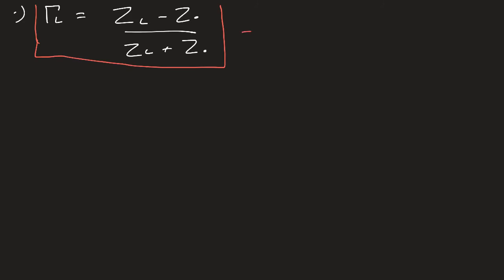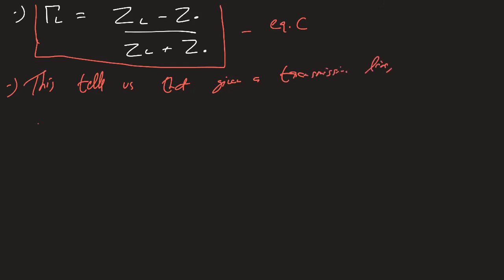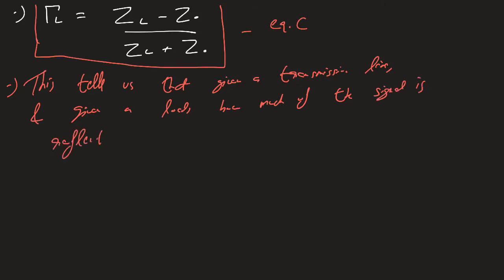We'll call this equation C, and this tells us that given a transmission line and given a load, how much of the signal is reflected.